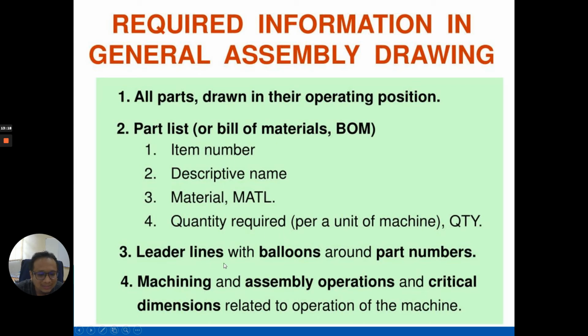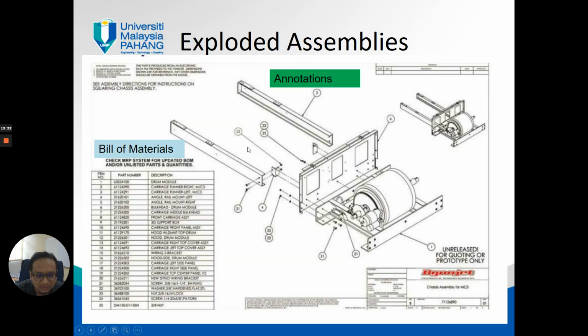The second one is the leader line. Okay, the leader line with balloons around the part numbers, such as this one. The leader line is very important, and also the balloons are important as well. So you need to have a drawing of a leader line, and then a circle just to draw the balloons.